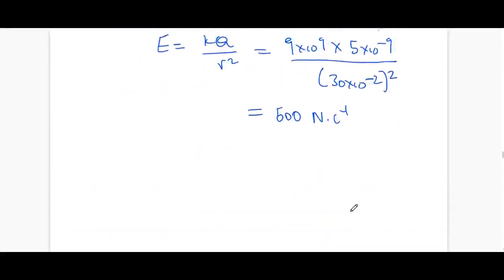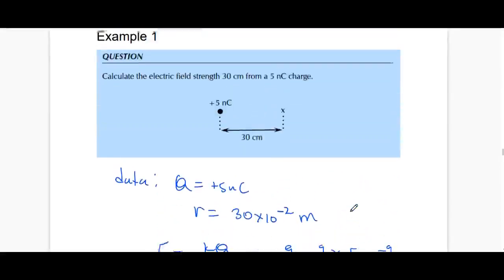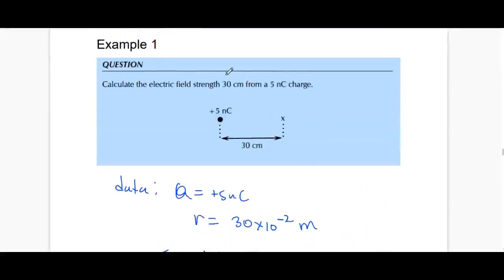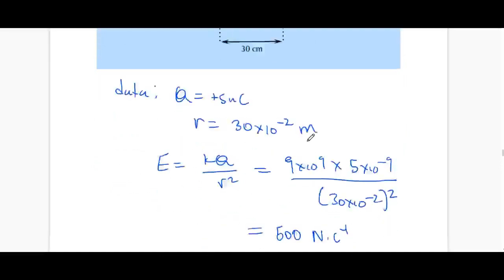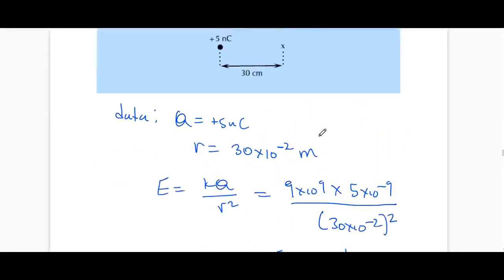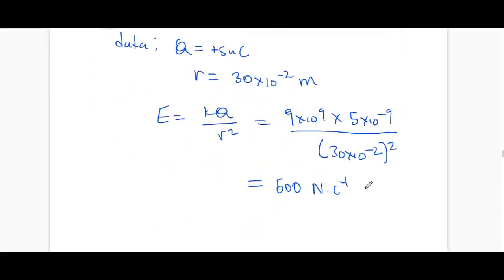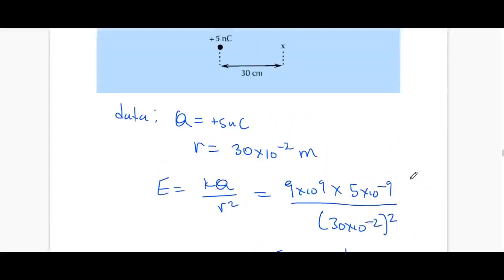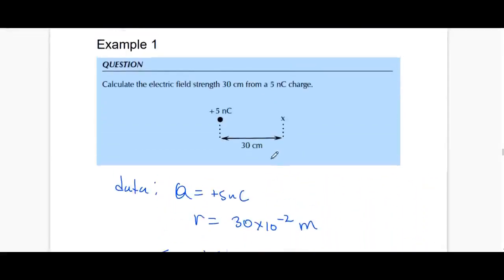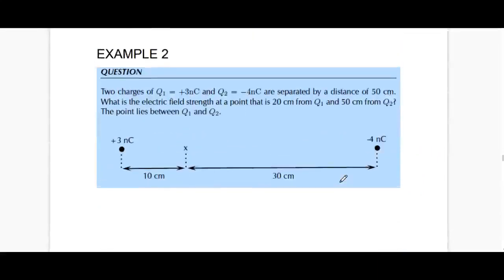Because they did not say the magnitude only, it is 500 newtons per coulomb to the right, or towards x, or east. But we must choose a direction, and say we choose to the right to be positive. Okay, so let's do example 2 now.